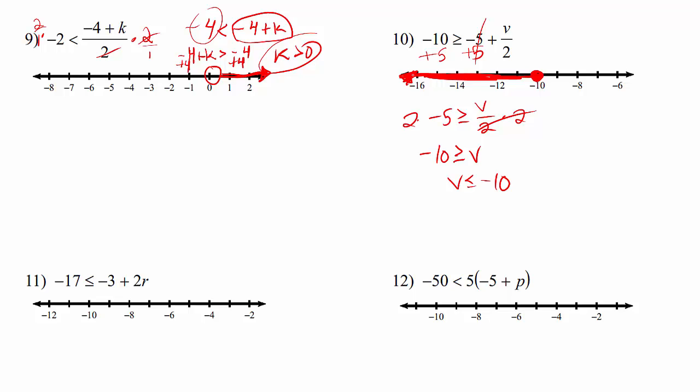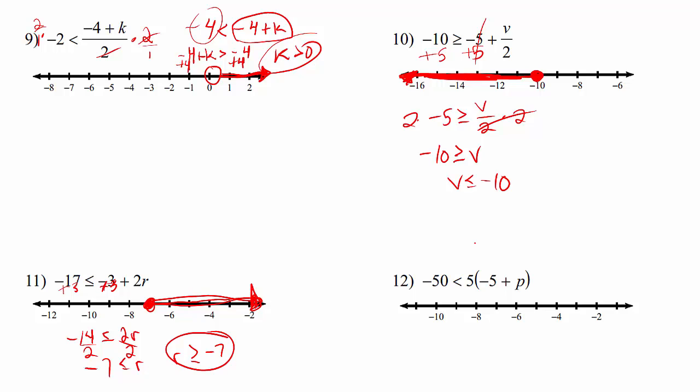Let's see. I did a bad job of picking these as far as having one that divides by a negative, but oh well. 11. This one is more like what most of our two-step equations are like. We're going to add 3 and get -14 is less than or equal to 2r, then divide by 2. We didn't divide by a negative, so it's -7 is less than or equal to r. We're going to flip it around, so r is greater than or equal to -7. So -7 is here. Let's build in circle. We're going to go to the right.